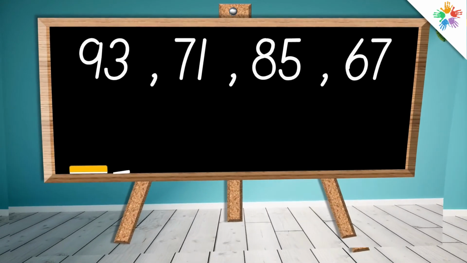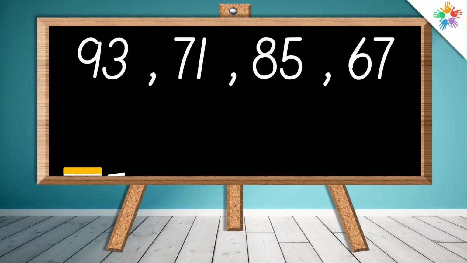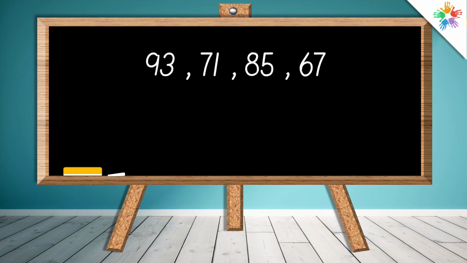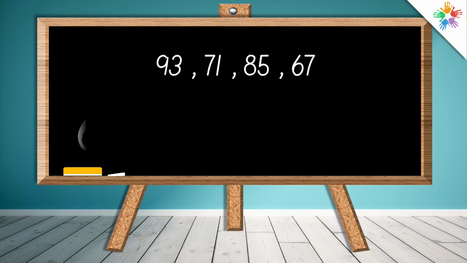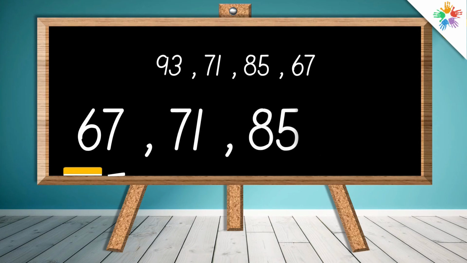And another set of numbers. Now you have 93, 71, 85 and 67. And you have to find which is the smallest number and you have to write that number first. That's right, 67. Then comes 71 and 85 and 93. You're all very, very smart children.